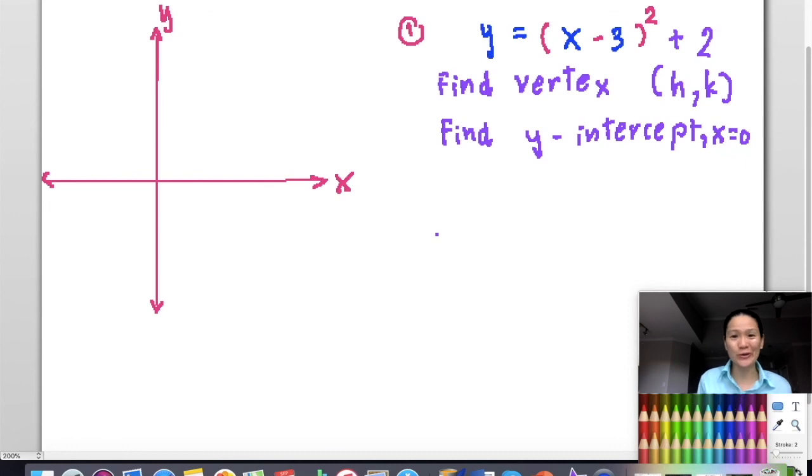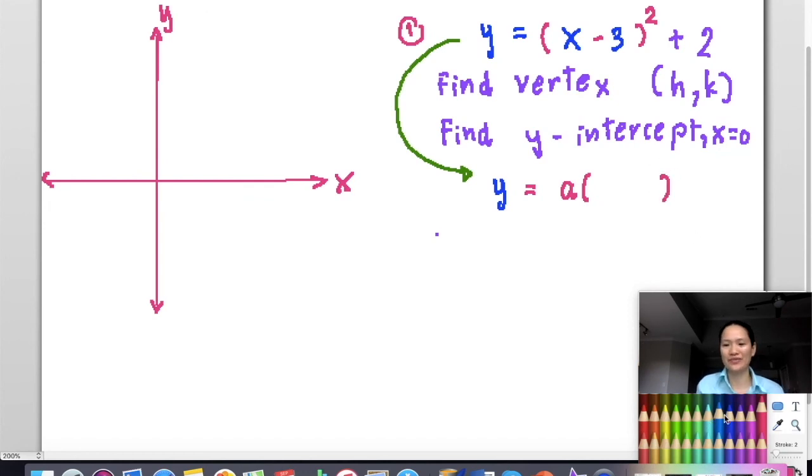What I'm going to do is put our equation, y equals (x minus 3) squared plus 2, into our formula. Do you remember our formula? Y equals, yes, a multiplied by (x minus h), don't forget that, x minus h, all squared, and then plus k. Let me write it out properly for you here.